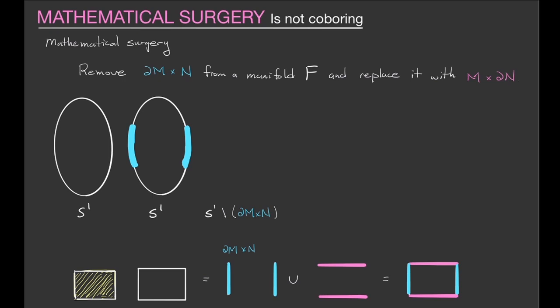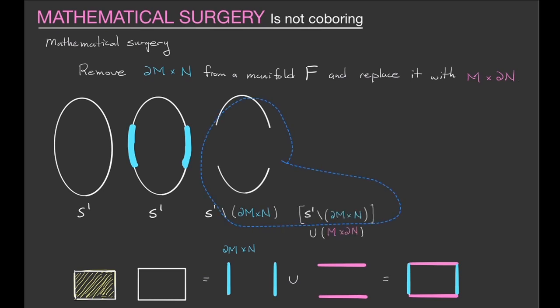Taking S1 and then removing the cyan part, we simply get this. Just remove the cyan part. Okay, that's what we get. Now, here's where it's cool. We glue back in the magenta part and we see what changes. Okay, so let's do that. We're going to take exactly this here, and then we're going to glue in this magenta part.